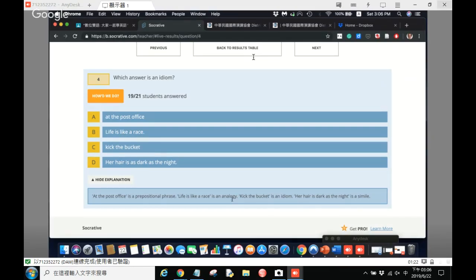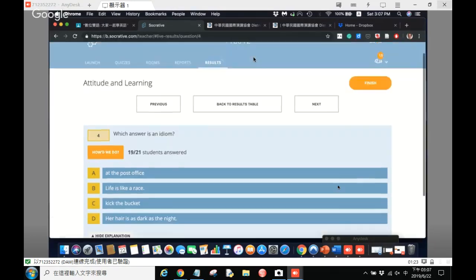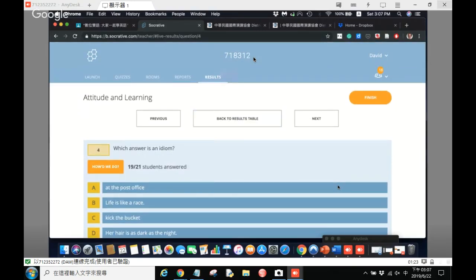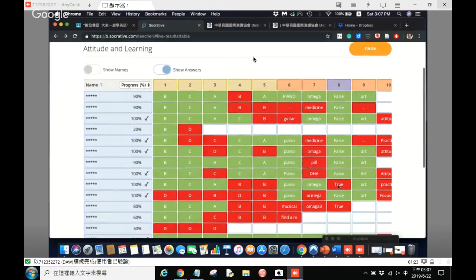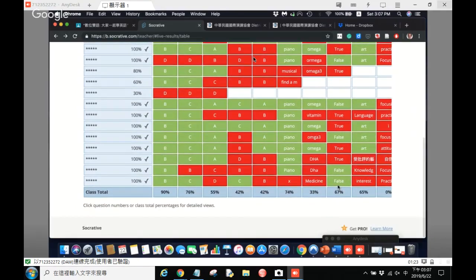Idioms are words that are put together that mean something you don't know just from looking at it. Her hair is dark as the night, that's a simile. I purposely wrote in a simile and an analogy because I didn't know if people know that word, but then you have to look it up. That's one question.